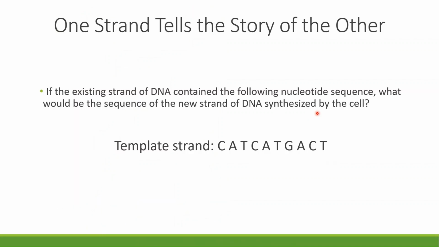All right. And so what ends up happening is one strand can tell the story of the other strand. So if you have a single strand of DNA and you're charged with trying to build the code for the other strand, you can do so by just looking at that first strand. So if you're taking one strand and synthesizing a new strand, then we would call that strand the template strand. So here's the template strand. Take a moment and see if you can figure out what the synthesized strand would be. Pause the video here.